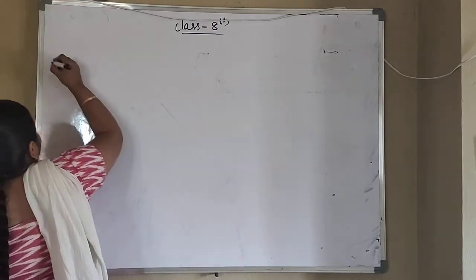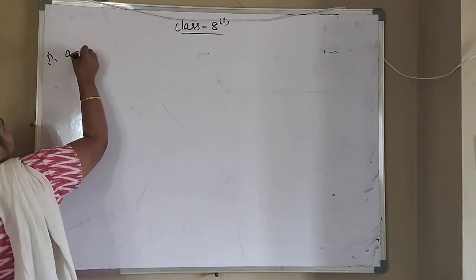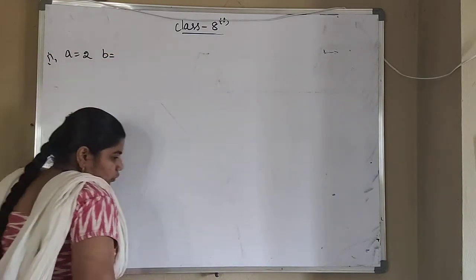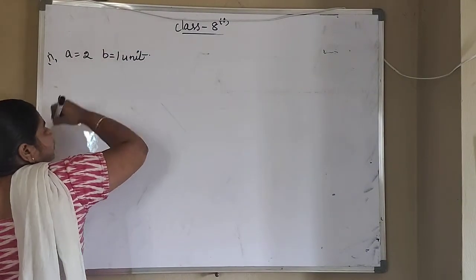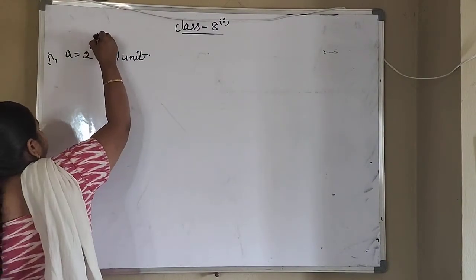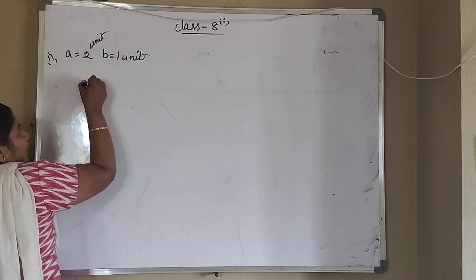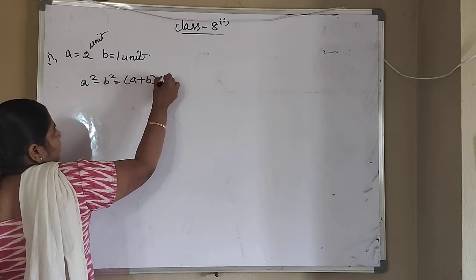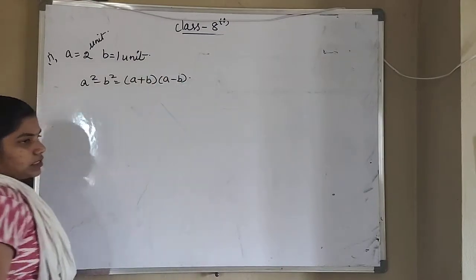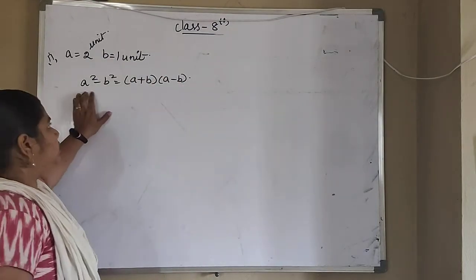So what is the next one? A value is 2 and B value is 1 unit. So which geometrical verification are we doing? That is A square minus B square. A square minus B square is equals to A plus B into A minus B. So first we will draw this figure.